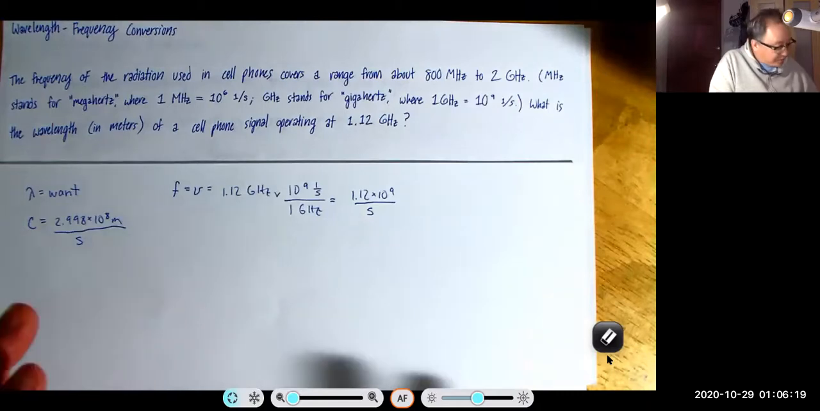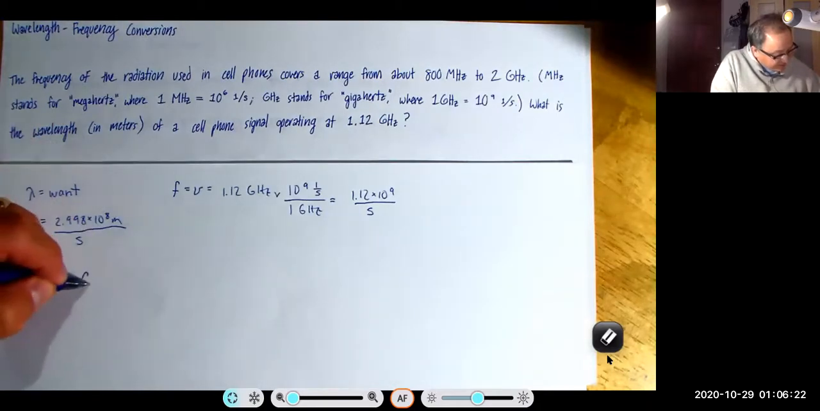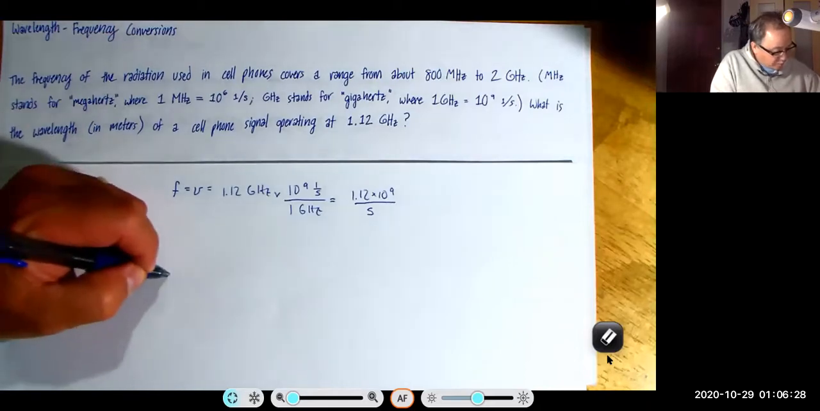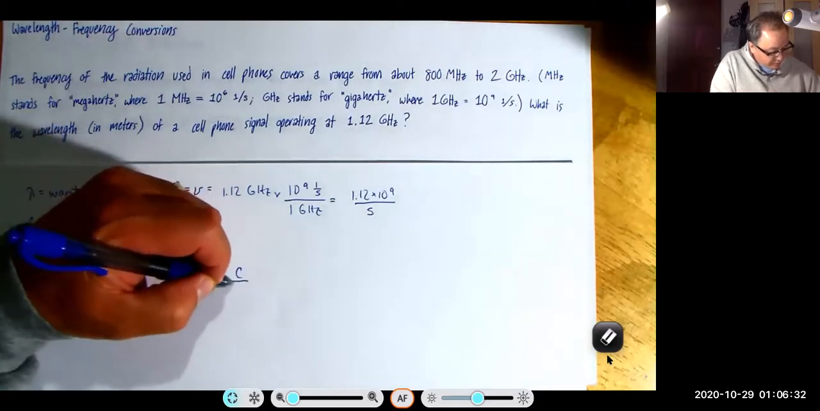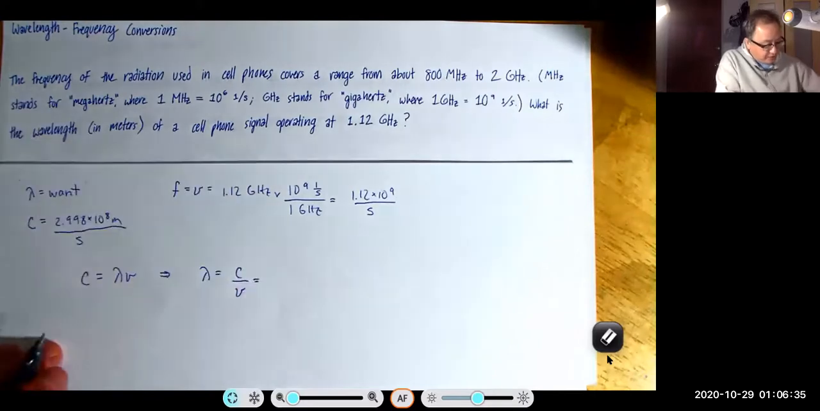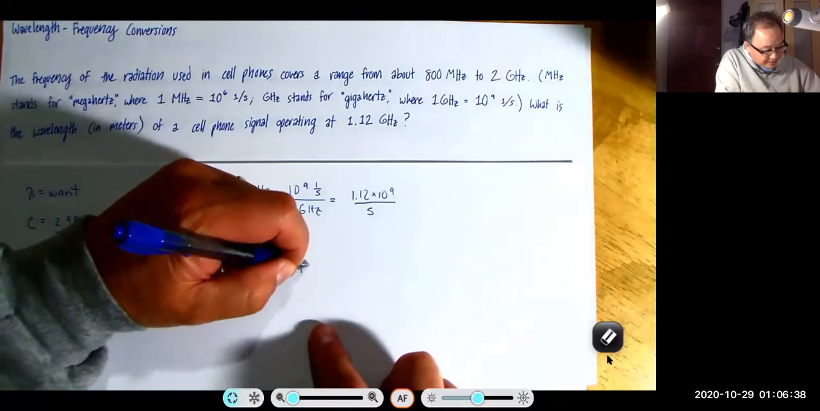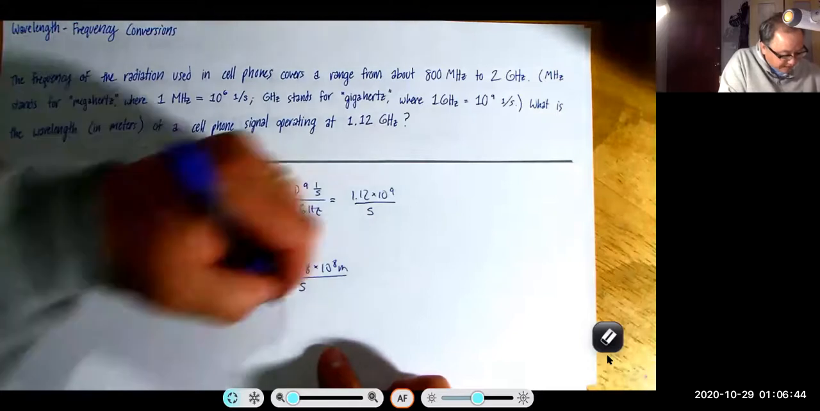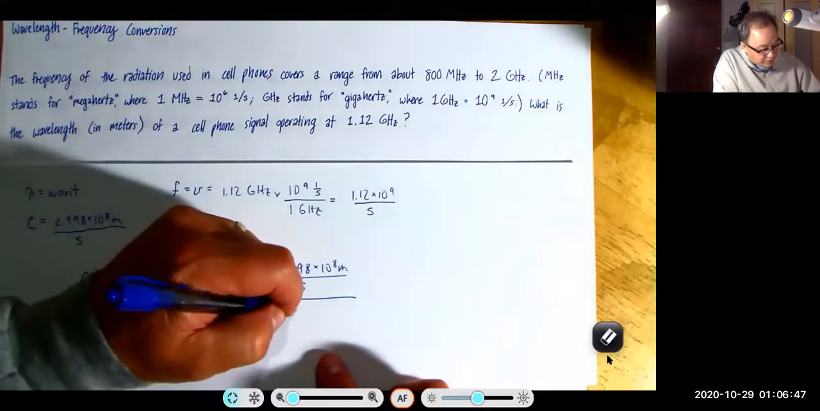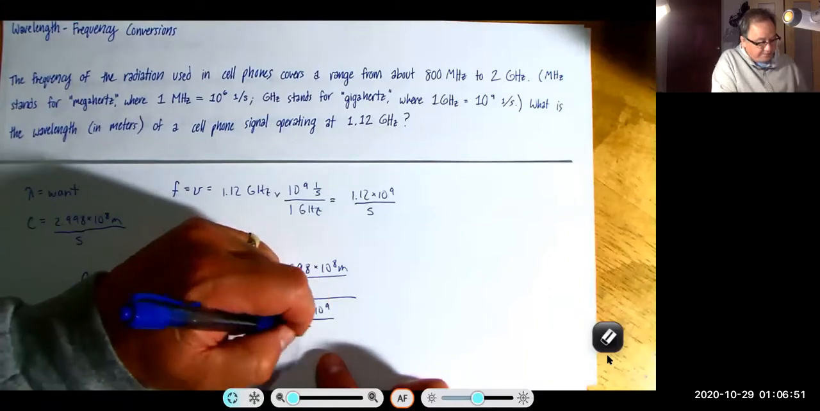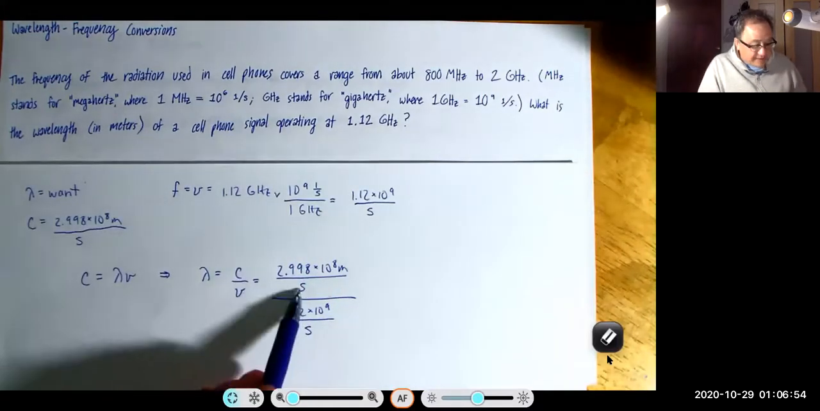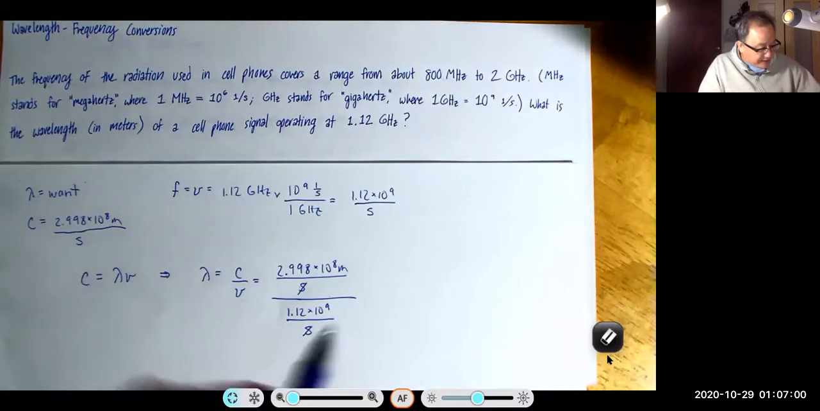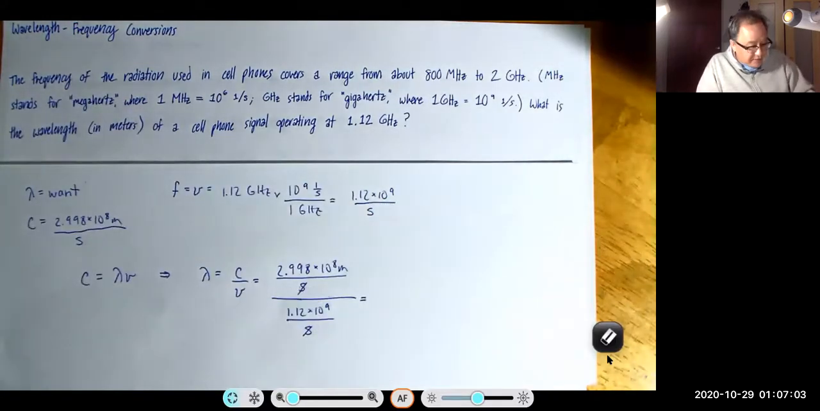And we also have the relationship between these three factors. C equals lambda nu. And since we want the wavelength, the wavelength is equal to C over nu. And then when we plug in the values, we get 2.998 times 10 to the 8th meters per second divided by 1.12 times 10 to the 9th per second. Now, since this second is in the denominator and this second is in the denominator, they cancel. And so the only unit that doesn't cancel is the meter, so that will be left.